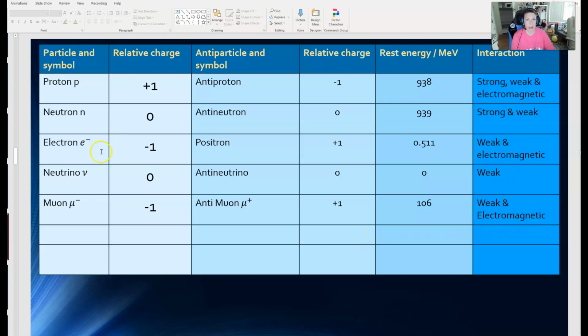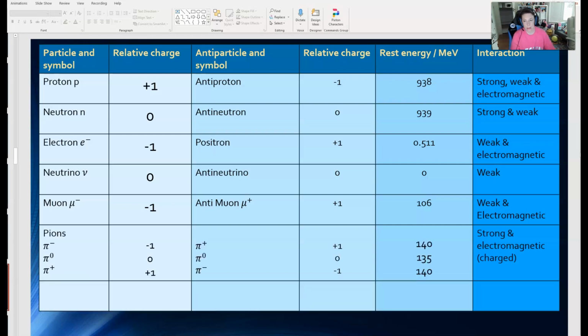I think I missed out electron. The electron one's there as well. Electron is -1, positron is +1, and then you have your 0.511 rest energy. It interacts through the weak and electromagnetic, not strong because it's not in the nucleus.